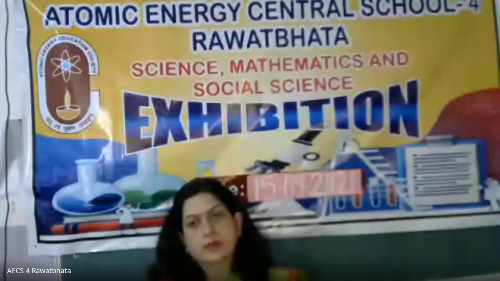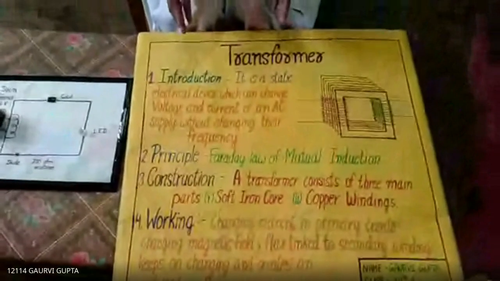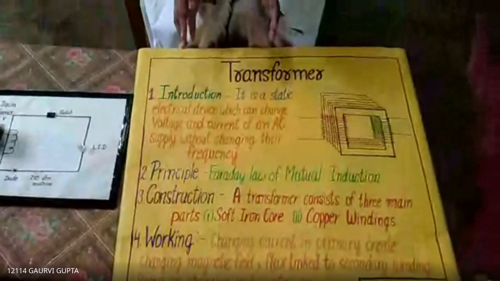My name is Gauravi Gupta. I study in class 12A and my project name is Transformer. So, what is a transformer? It is a static electrical device which can change the current and voltage of an AC supply without changing their frequency. It is of two types: step up transformers and step down transformers.